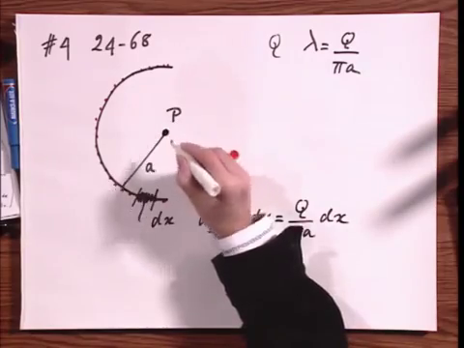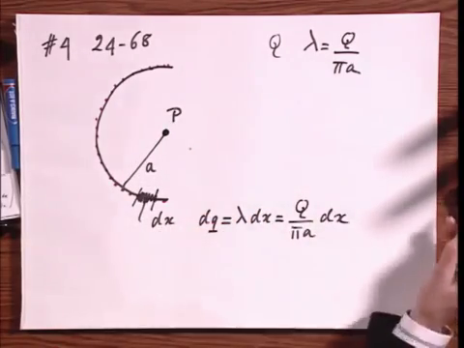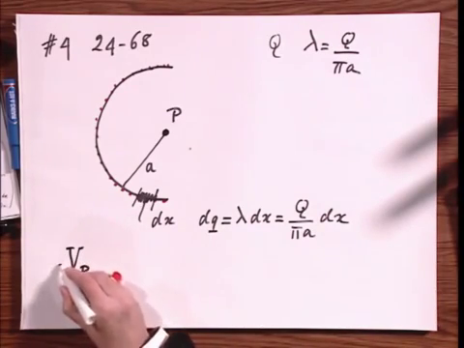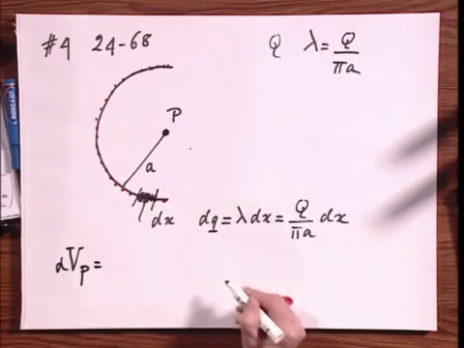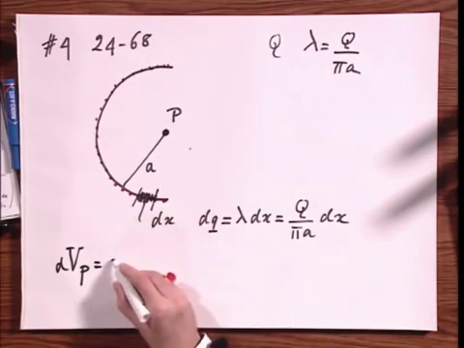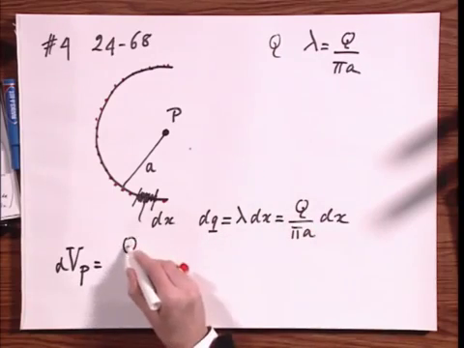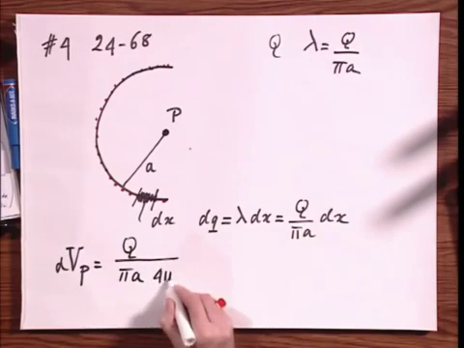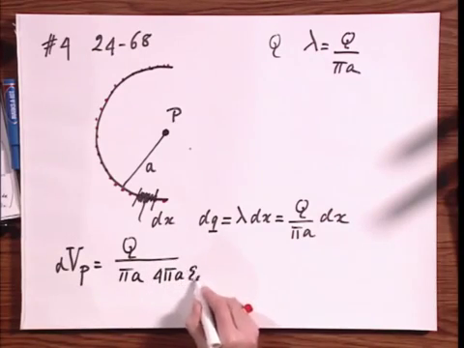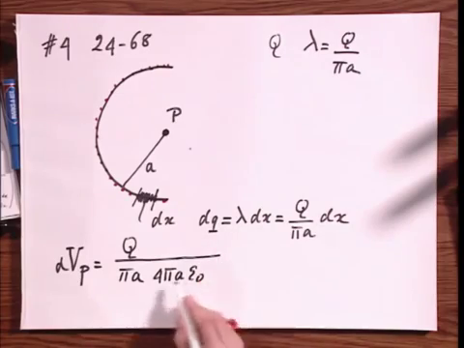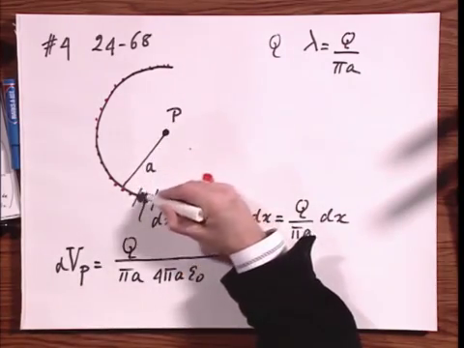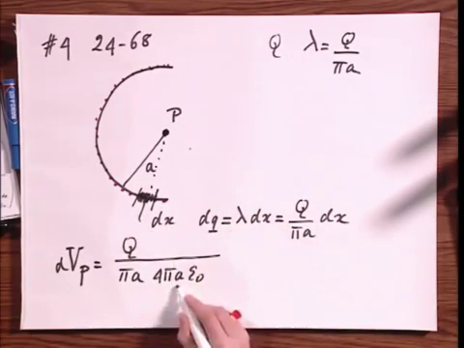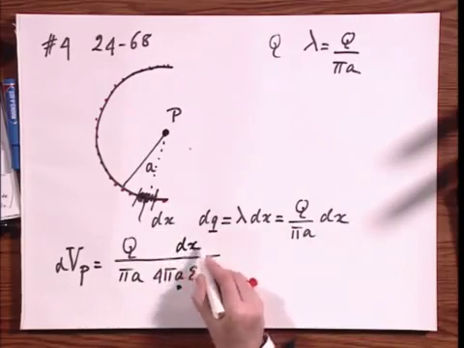The potential at point P as a result of this charge, if I assume that infinity is 0, which I will call dVP, it's only a teeny weeny little bit due to this section dx, therefore equals Q divided by pi A, divided by 4 pi A epsilon 0. Remember, it's 4 pi epsilon 0 r. R is the distance from the charge to that point P. We've seen that in our previous problems. So that's why this A is there, times dx.